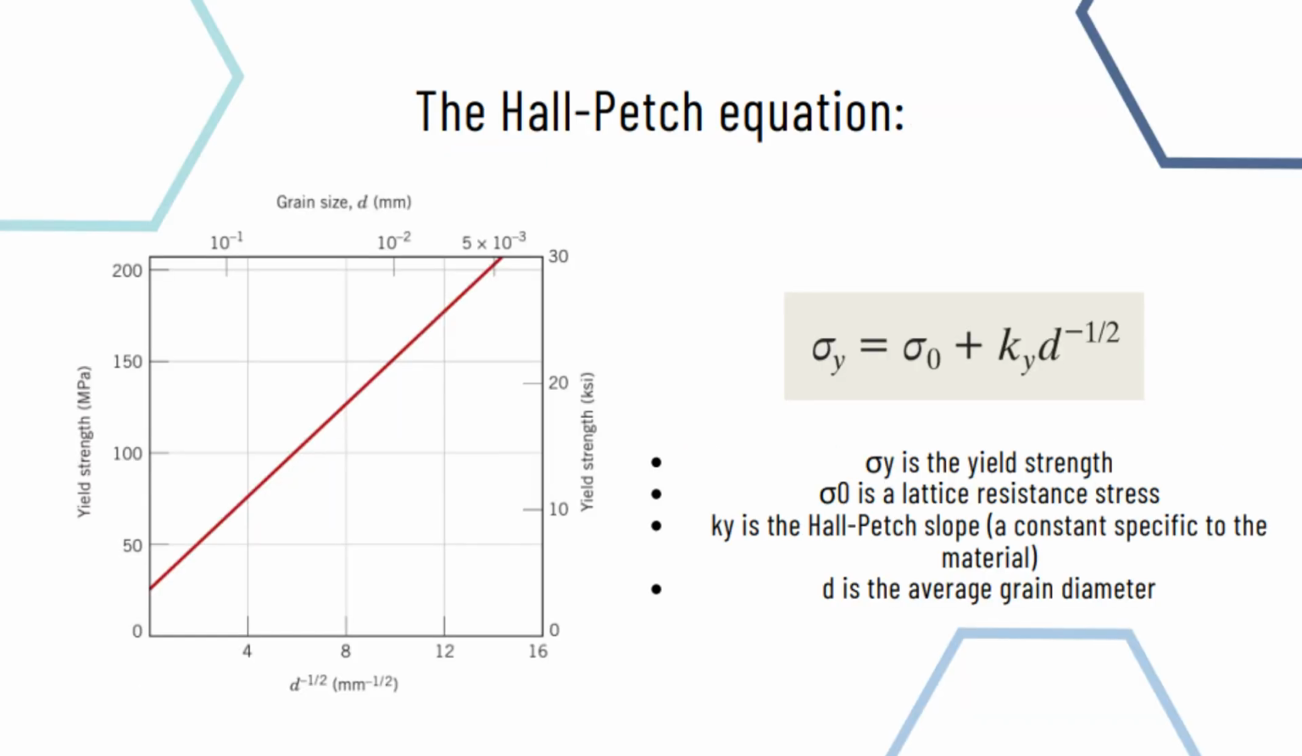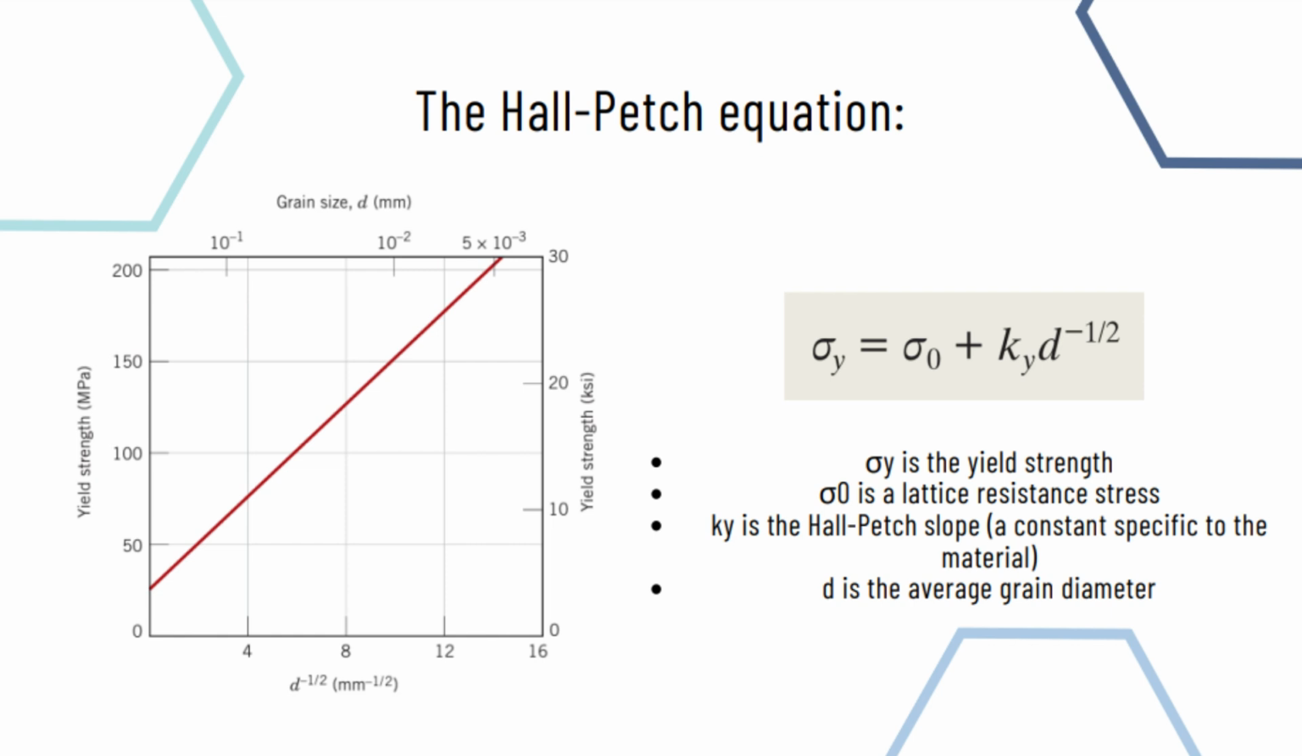So the strengthening mechanism by grain reduction is supported by the Hall-Petch equation, which states that sigma_y equals sigma_0 plus k_y times d to the power of minus half, where sigma_y is the yield strength of the material, sigma_0 is the lattice resistance of the material, k_y is the Hall-Petch slope, and d is the average grain diameter inside of the material.